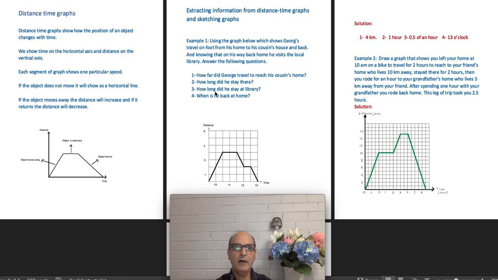Part 3, how long did he stay at the library? Now, he's coming back towards his house because the distance is decreasing. And again, if you look here, we've got another horizontal line. It means he's stationary here. He's not moving. For how long? For half an hour because it's just one division. So how long did he stay at the library? That must be the library because we said that on his way back he stays at the library. So for half an hour.